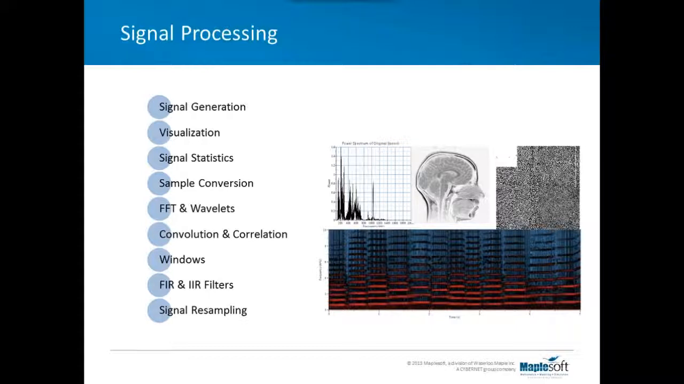So in terms of signal processing functionality, we have tools for signal generation. You can visualize results in the form of a variety of plots, including power spectrums, signal plots, spectrograms, and a whole range of other visualization tools as well. There are tools for sample conversions. There are tools for FFTs and various classes of wavelets, convolution and correlation, windowing. You can design FIR and IIR filters, and you can resample signals as well. Now, this is in addition to the other Maple functionality for symbolic and numeric math, code generation, programming, and so on.